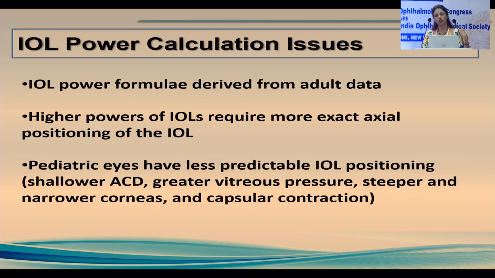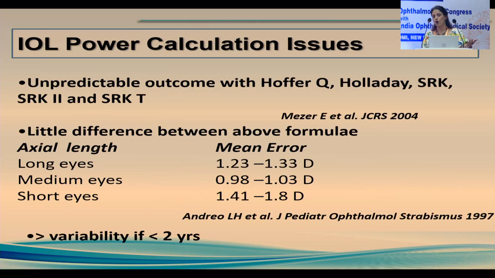IOL power calculation issues I have also talked about. Obviously, these are derived from adult data. And remember, these are smaller eyes, so the actual IOL power which we will be calculating will be higher. It requires more exact axial positioning or more exact ELP determination in these cases, which we are not able to determine. As a result, we have less predictable IOL positioning in these cases, because of the various factors I've already listed earlier, such as greater vitreous pressure, steeper corneas, capsular contraction, which is very commonly happening post-operatively in these cases, and the unpredictability of all the various formulas, with more variability the younger the child.